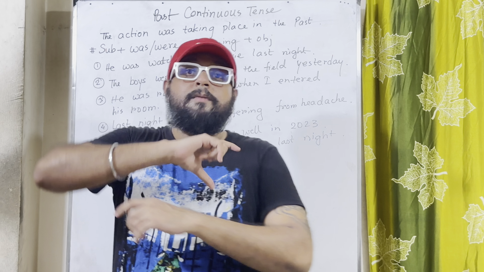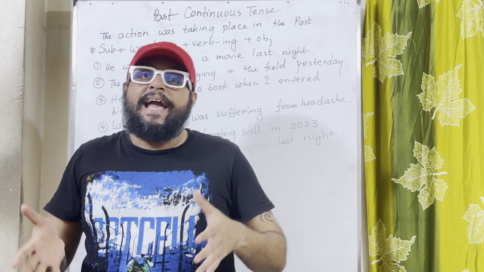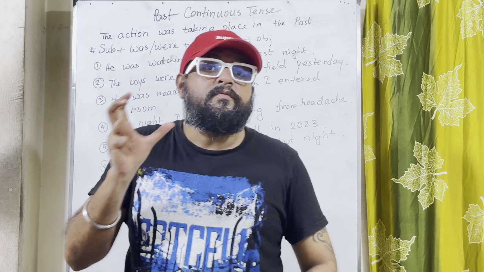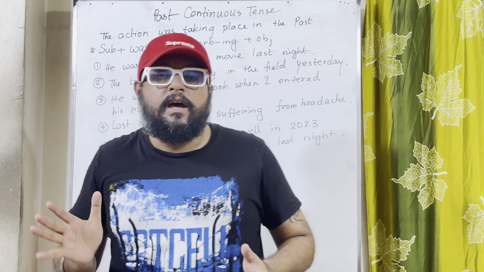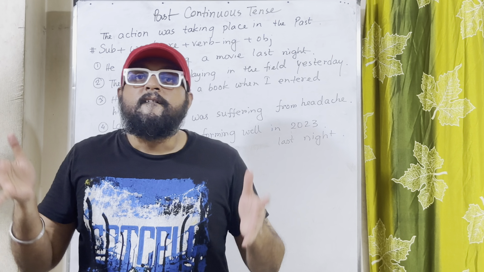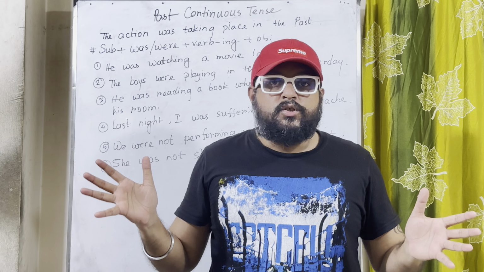But in past continuous tense, we need to change the auxiliary verbs and use the past form of these auxiliary verbs. That's the reason here we are using was and were with our verb ing form. So that's the simple way to remember.